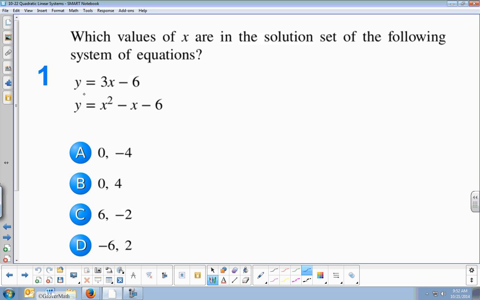This is a linear equation. This top equation would be a linear equation. You see that because nothing is squared, and this would be a quadratic equation. We see the x squared in there and so on. And basically, we want to know where do these things cross.